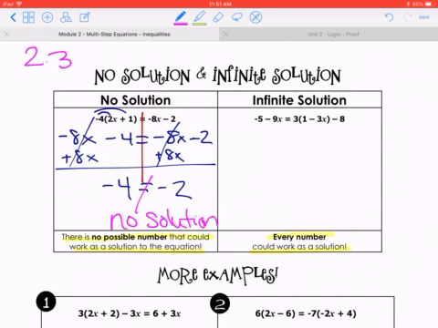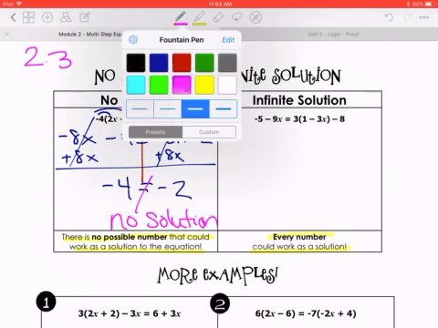So to get a no solution, your variables are going to cancel out on both sides, and then you'll get numbers that are not equal. Negative 4 can never be equal to negative 2. It just doesn't work that way. So let's look at our infinite solution.